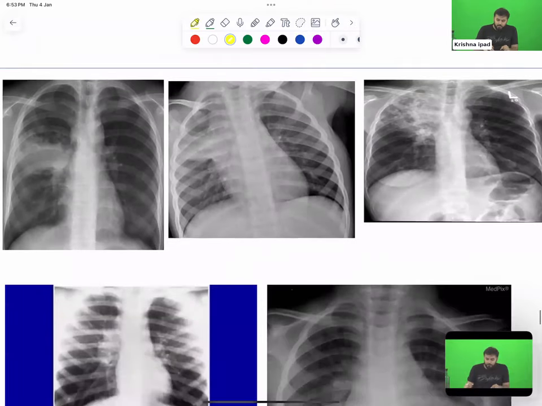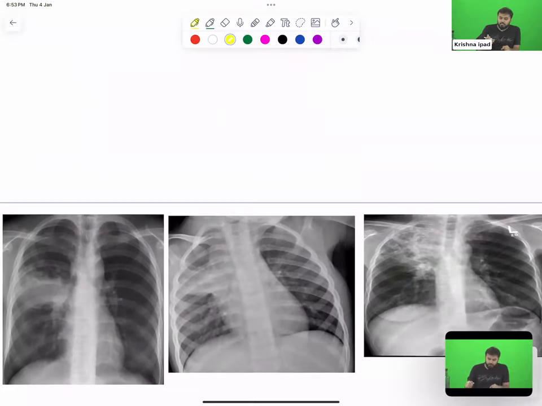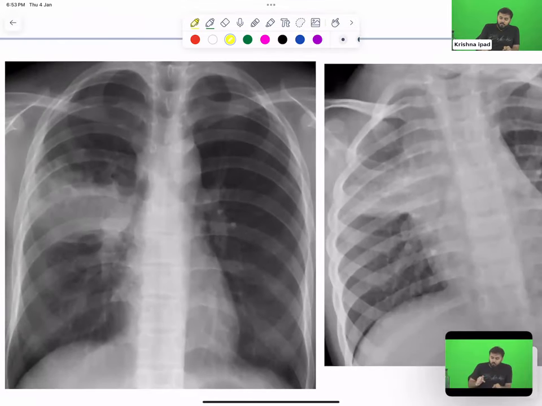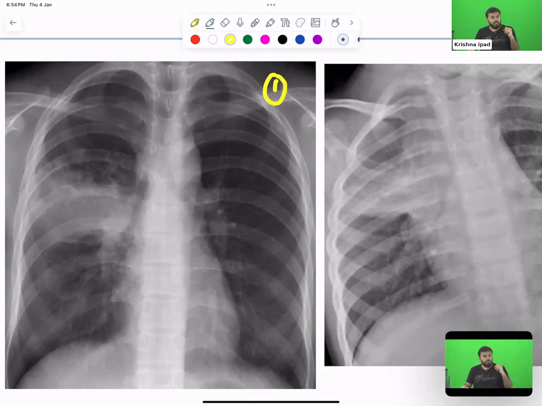Now, what is this first X-ray? I will ask you a few important things. First, is it a hilar lymphadenopathy or is it... Now, don't answer, don't be in a hurry. Think and answer. Is it a hilar lymphadenopathy, or a Ghon focus, or a tree in bud appearance, or, let us say, consolidation? Tell me, among these four, what is this?